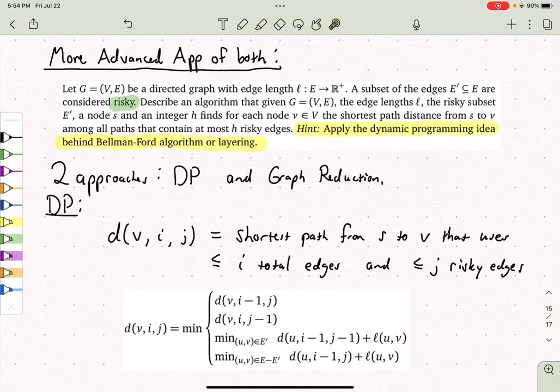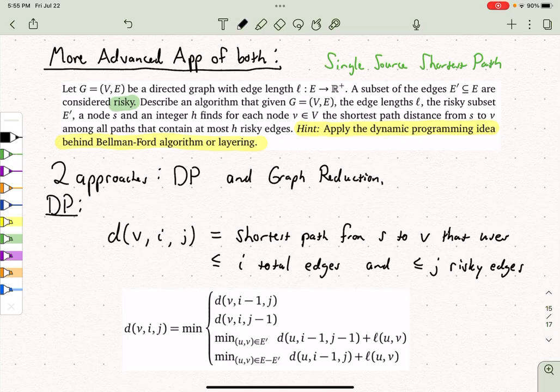So just the standard single source shortest path problem. So it's just single source shortest path starting from S. But now we're restricted in what edges we're allowed to use. We can use the risky edges, but we can only do it h times. So that's the main caveat in this problem.